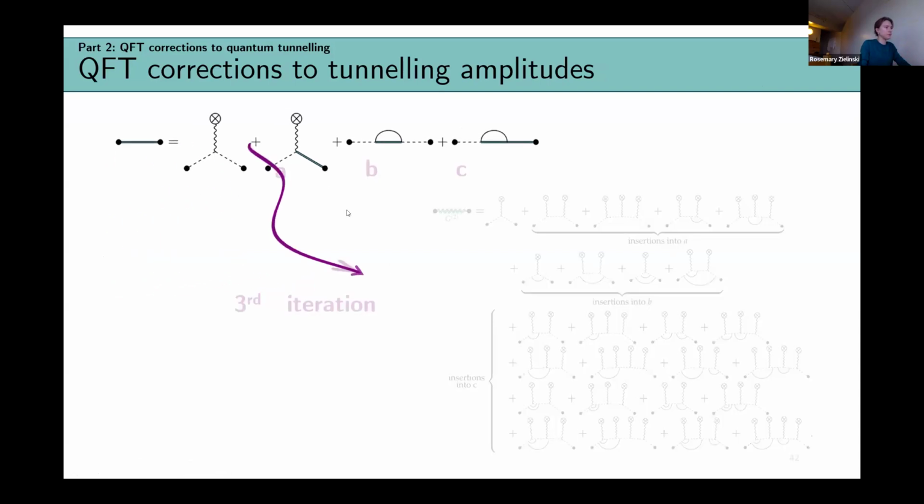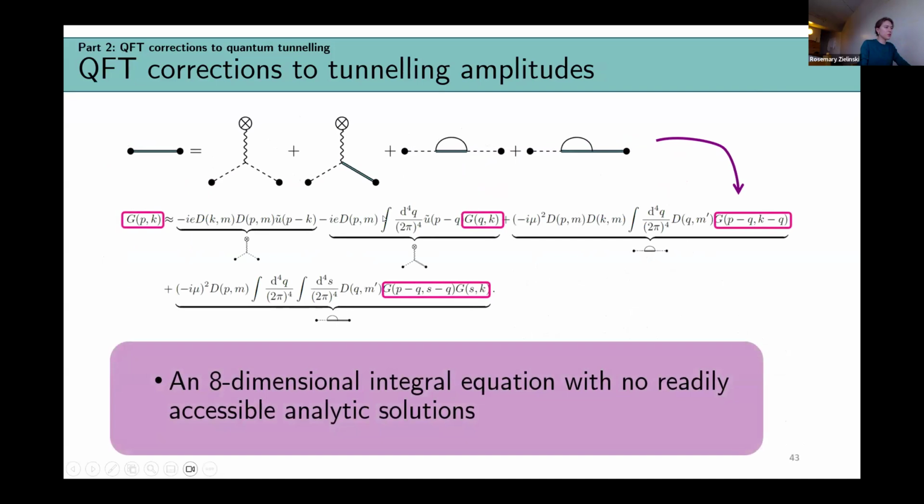Because it's been primarily diagrammatic until now, it's helpful to see what this actually looks like as an equation. From here, we can see that it's an 8-dimensional integral equation, which, at least to the best of my knowledge, has no readily accessible analytic solutions. You can see in what way I mean that this is a self-consistent equation by the fact that the dressed propagator appears with some complicated dependence inside these integrals.